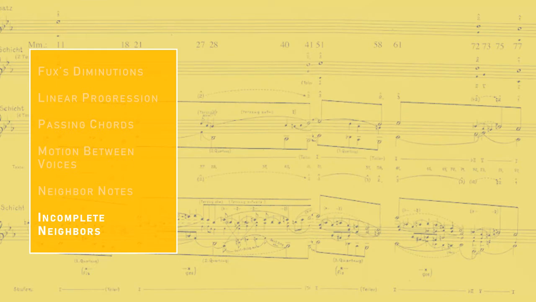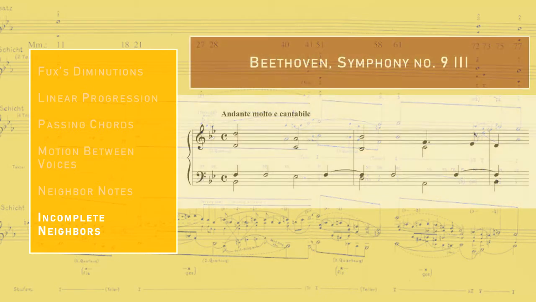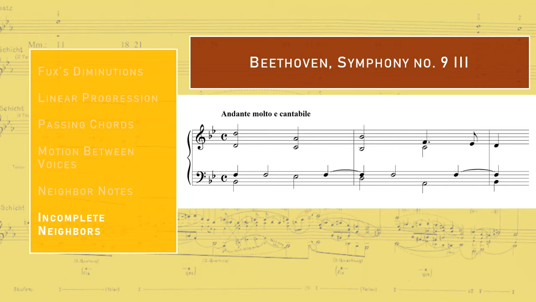If you've been paying attention throughout this video, you may be asking yourself at this point, if there are passing tones and passing chords, and neighbor notes and neighboring chords, do incomplete neighbors also allow for incomplete neighboring chords? The answer is yes, although they are significantly rarer than the other kinds of voice-leading chords. Here's the beginning of the theme from the slow movement of Beethoven's Ninth Symphony.